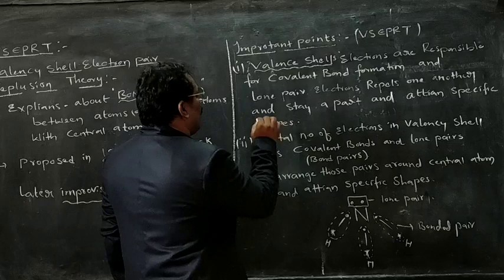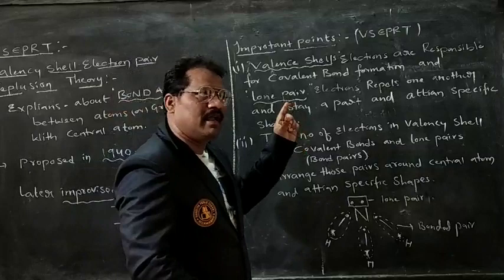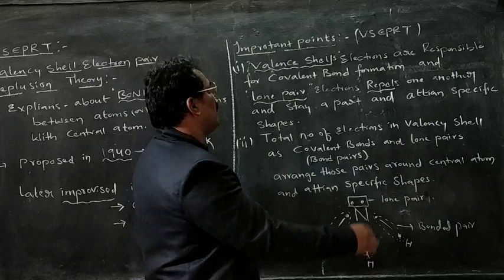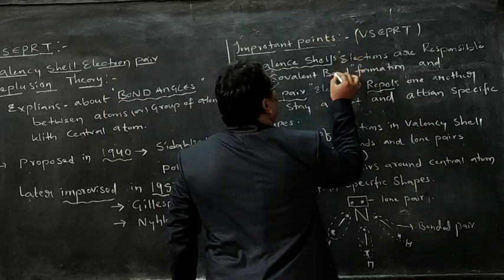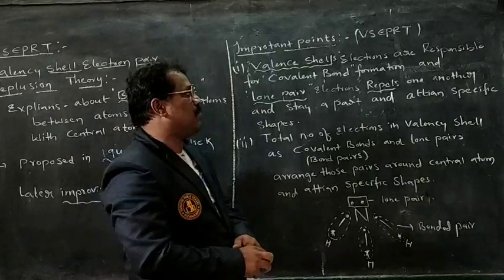Next, they also consist of some paired electrons. We call them lone pair electrons. If the central atom has a lone pair of electrons, what will it do? It will repel one another, and repel the covalent bond. The covalent bond has one pair, called the bond pair. With the bond pair, this lone pair will repel one another. Due to that repulsion, the molecule attains a specific shape. How does it attain it?